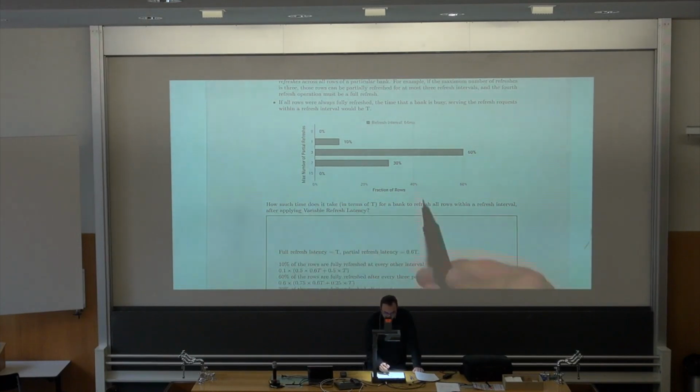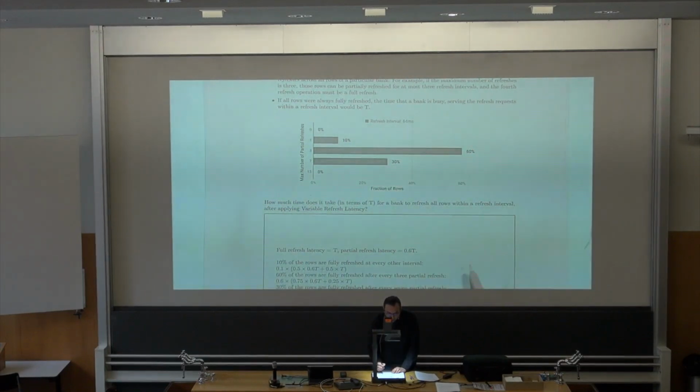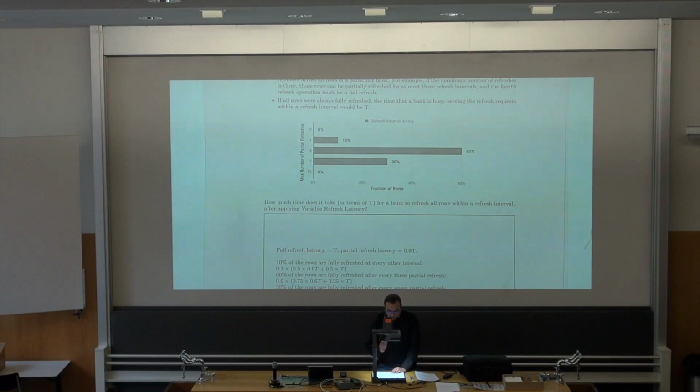So this plot means, as described on top of that, if I see a value 1 here, then it means that after a full refresh, I can do only one partial refresh, and the second one should be a full refresh again. And if it's 3, I do a full refresh, and I can do 3 consecutive partial refreshes for the other 3 refresh intervals, and then I need to go back to a full refresh again. So this is how this works.